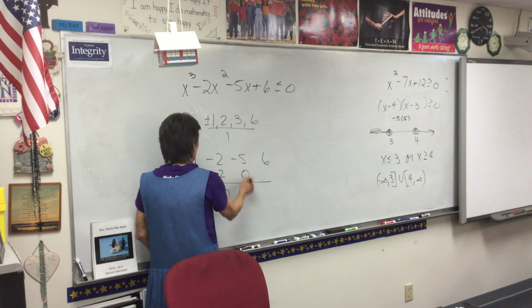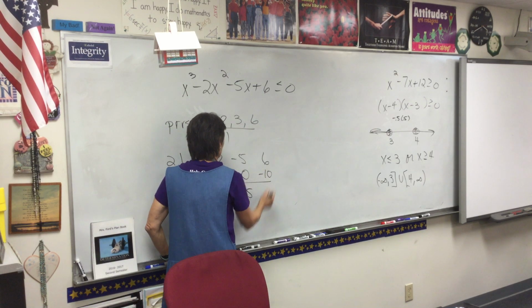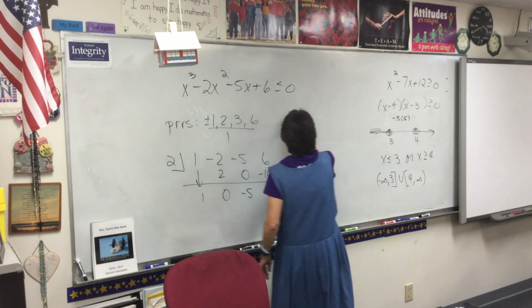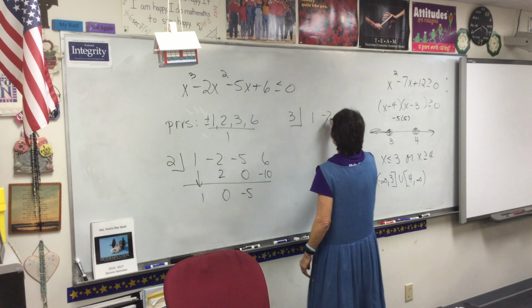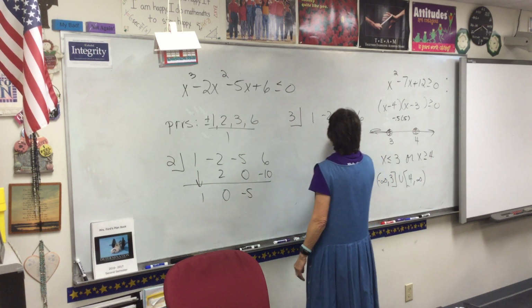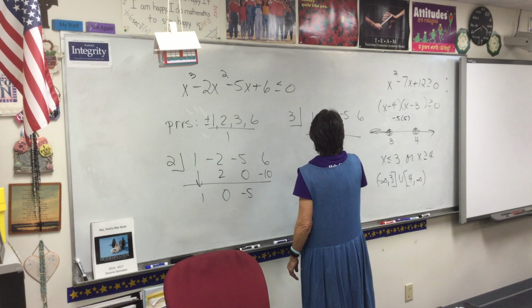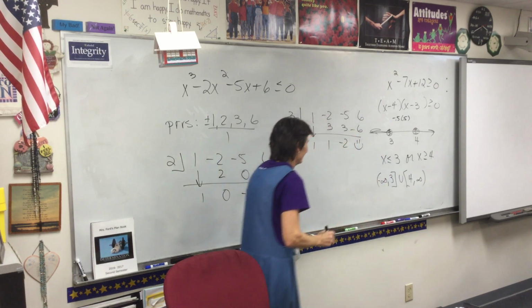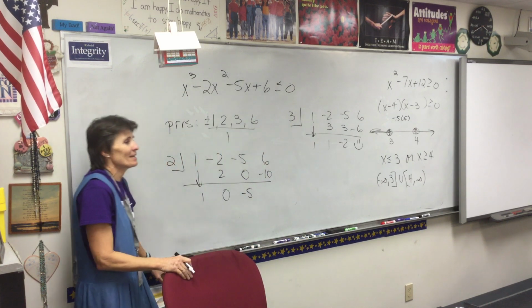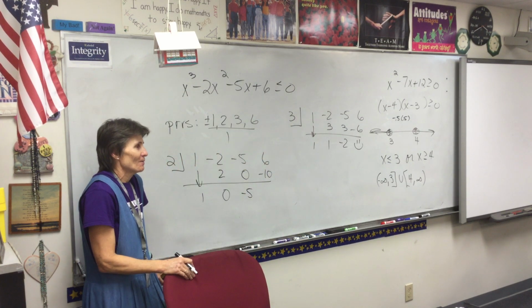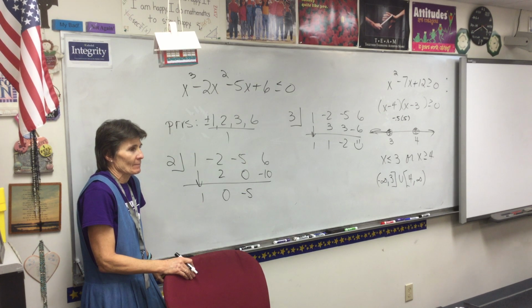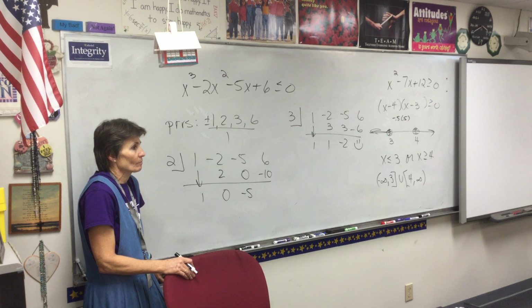Is it 2? I don't think 2 works this time. Darn. 3. Somebody said 3. We already tried. All right, 3 did work. Is that it? I hope so. Where do I go from here? You have a remainder of 0 and a quotient.